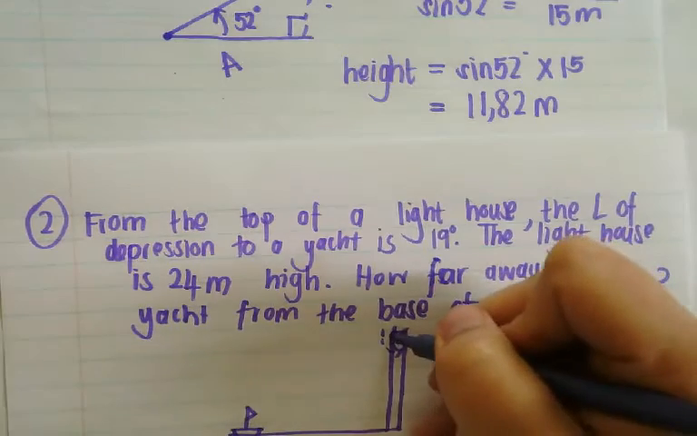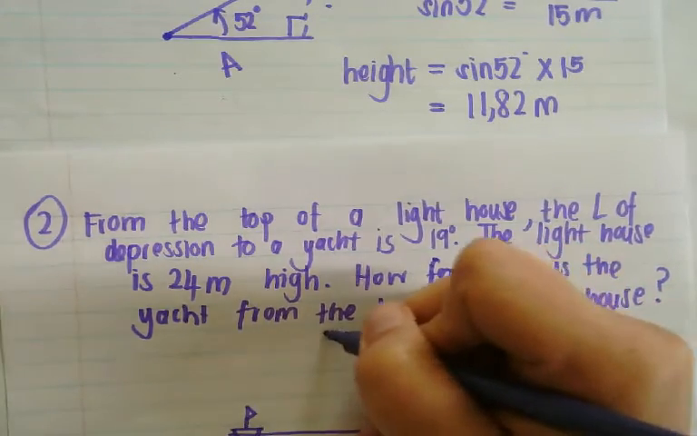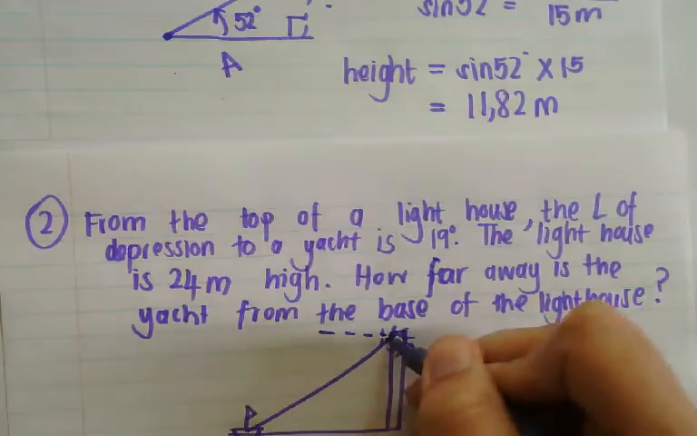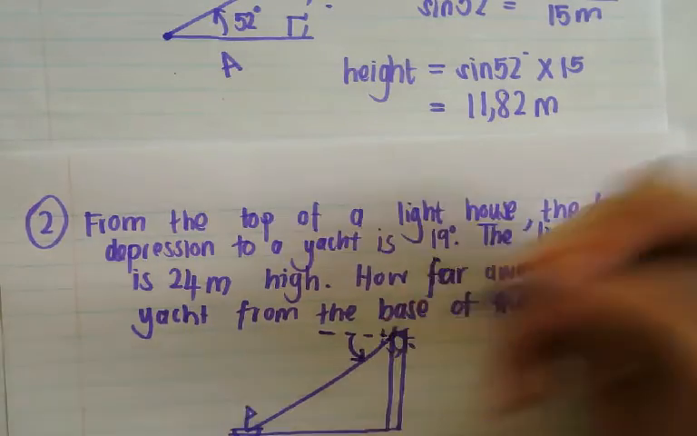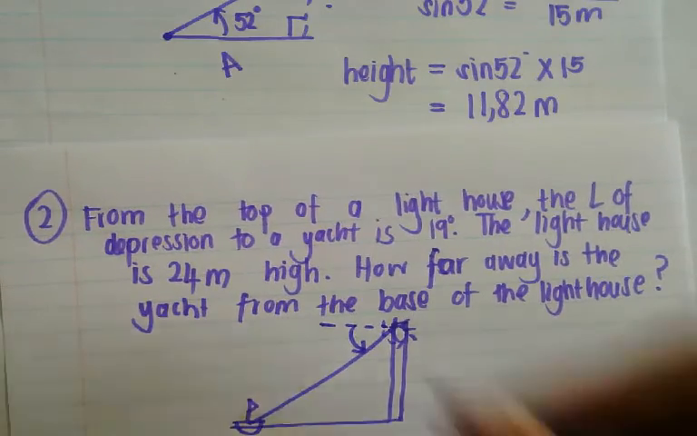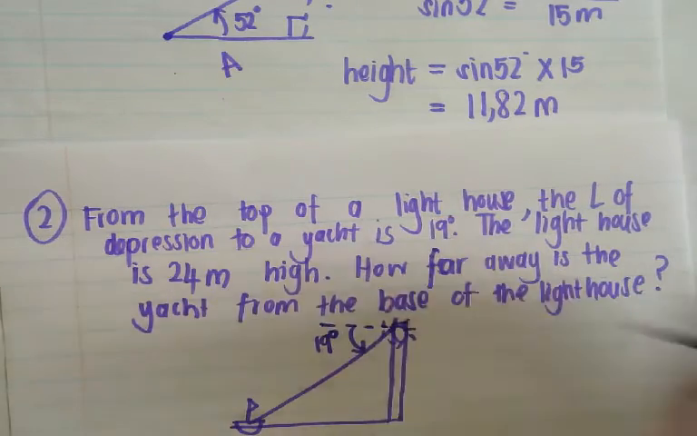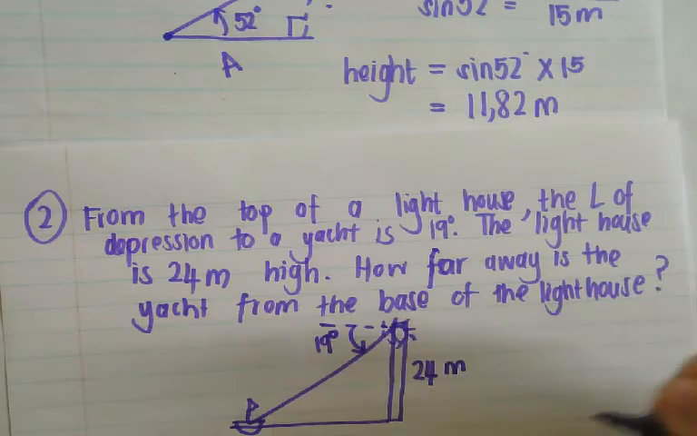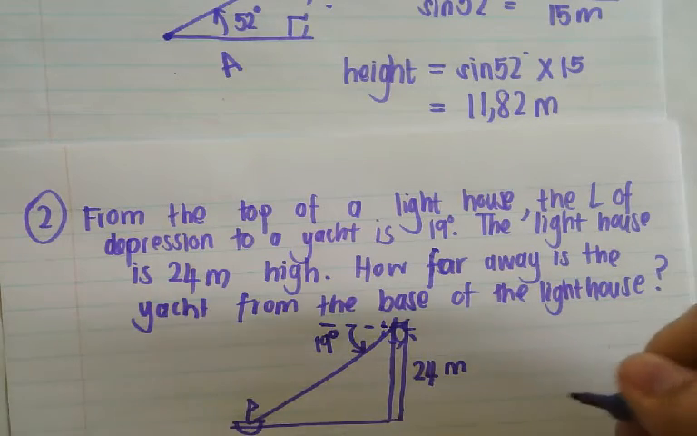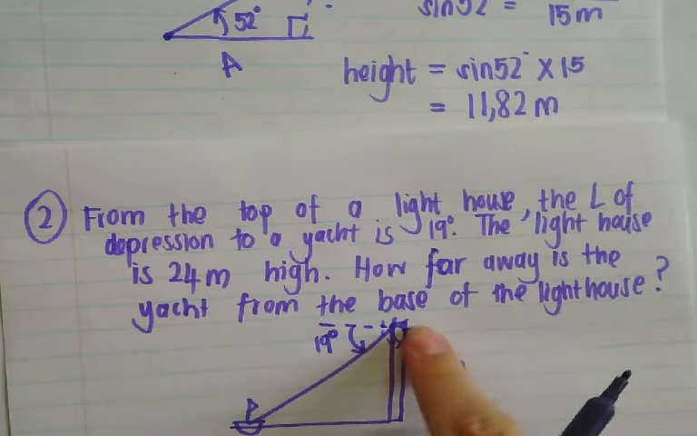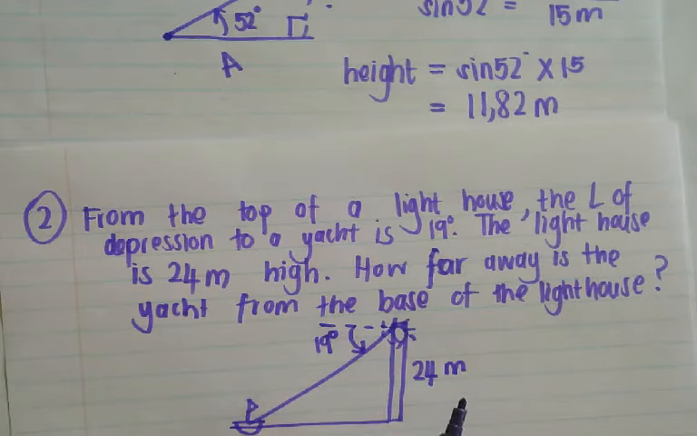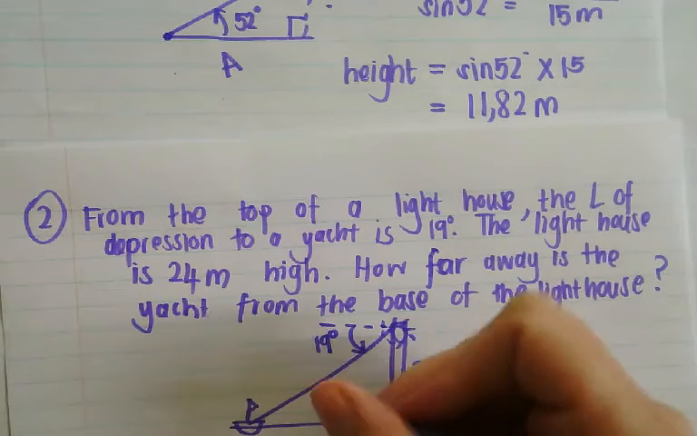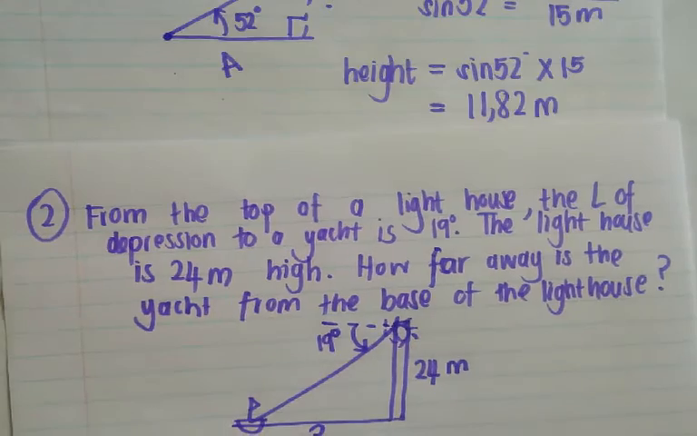My angle of depression, so remember it is in line with the horizontal. So here is my angle of depression, 19 degrees. My lighthouse is 24 meters high. And am I asking for the length from the top of the lighthouse to the yacht, or am I asking for the length from the bottom of the lighthouse to the yacht? The bottom, because I say the base of the lighthouse. So this is what I'm trying to find.